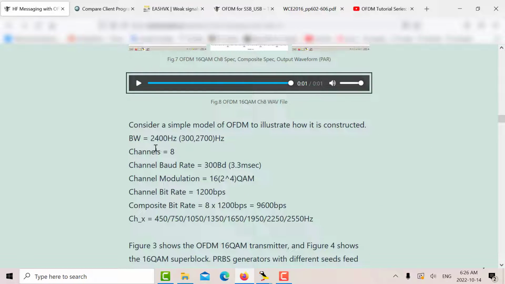Those were the channel specs. Bandwidth 2400 hertz, 8 channels. The input bit rate was 9600 bits per second coming into the channel. Divide that by 8, you get 1200 bits per second per channel. We're using 4 bits per baud. It's 16 QAM, so the baud rate was 300 baud. Those are my carrier spacings. And for OFDM, for orthogonality, you want these carriers spaced at 300 baud. Those were the specs.